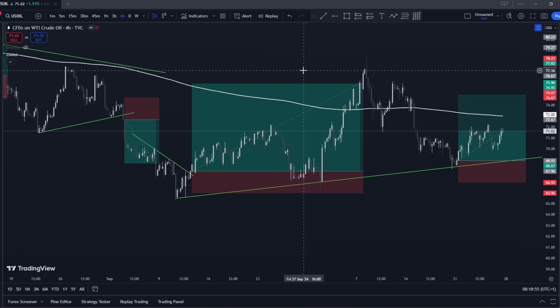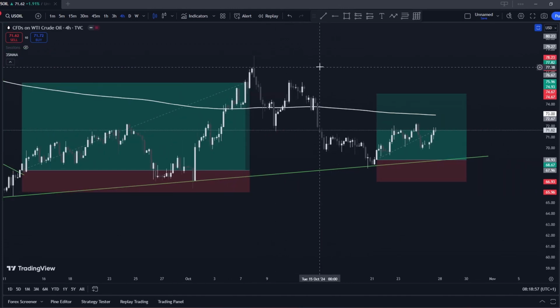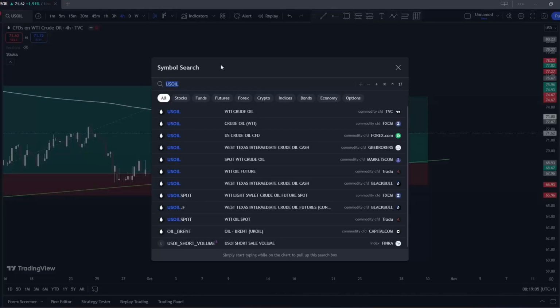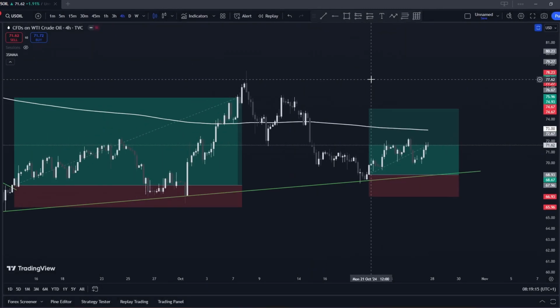Please bear that in mind if you do want to ignore what I'm telling you and just change the system completely. First things first, again, change the time frame to 4 hours, and you're going to go to US oil. How you find that is just type in US oil in the symbol search, and the one you're going to click on is from TVC. It's a commodity CFD from TVC. That's the chart that I use. It most closely resembles the price that I get on my broker, which is why I like to have it.